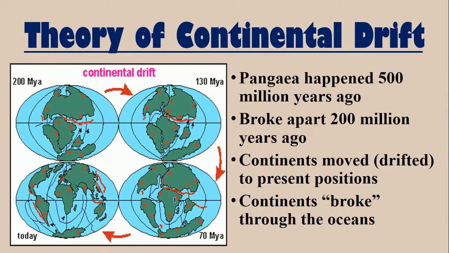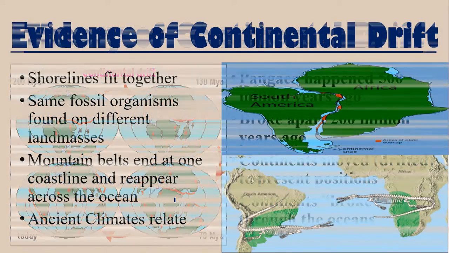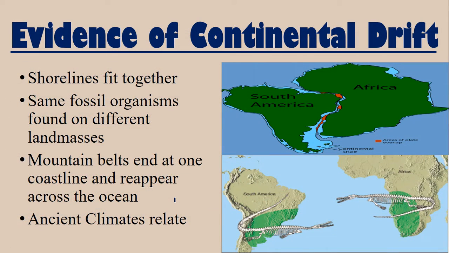The theory of continental drift said that Pangea existed 500 million years ago, and then it broke apart about 200 million years ago. The continents started to drift or move to their current positions, and they broke through the ocean. It was a really good idea. There's a lot of support for it, like the shorelines fit together. That's one of the first pieces of evidence.